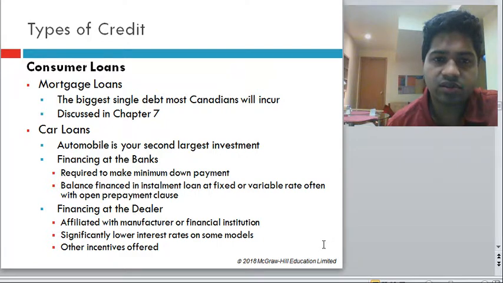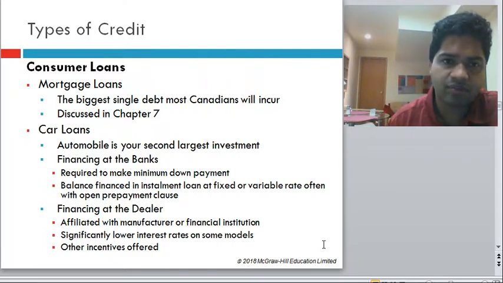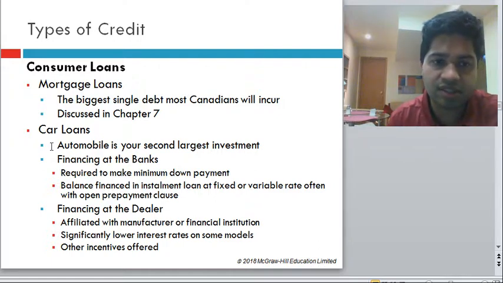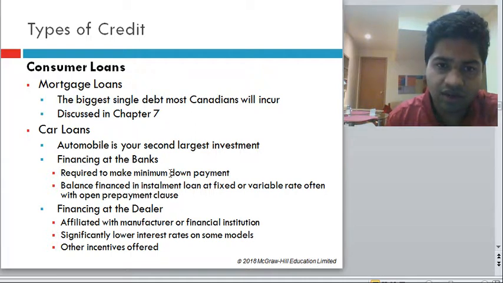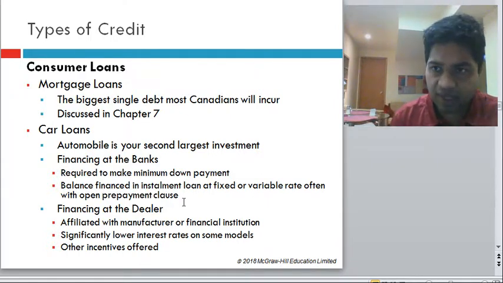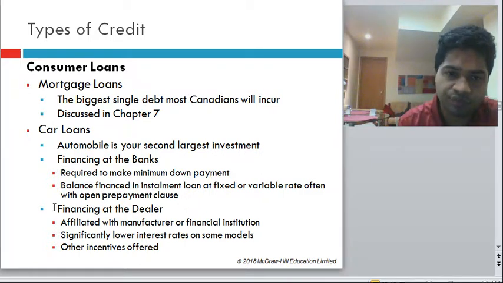Consumer loans, mortgage loans: the biggest single debt most Canadians will incur. We will discuss consumer loans in chapter 7 because it's important; they have dedicated an entire chapter to it. Car loans: an automobile is your second largest investment after your house. Financing can be done through a bank or at a dealer. You are required to make a minimum down payment. The balance is financed in an installment loan at a fixed or variable rate, often with open prepayment, so you can prepay that loan and close the loan.